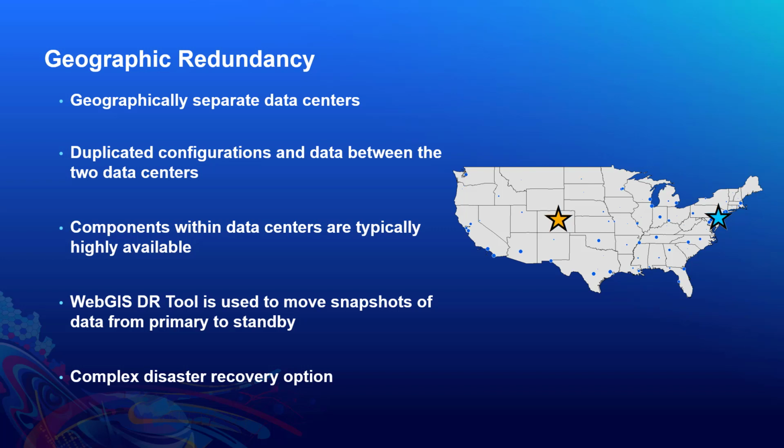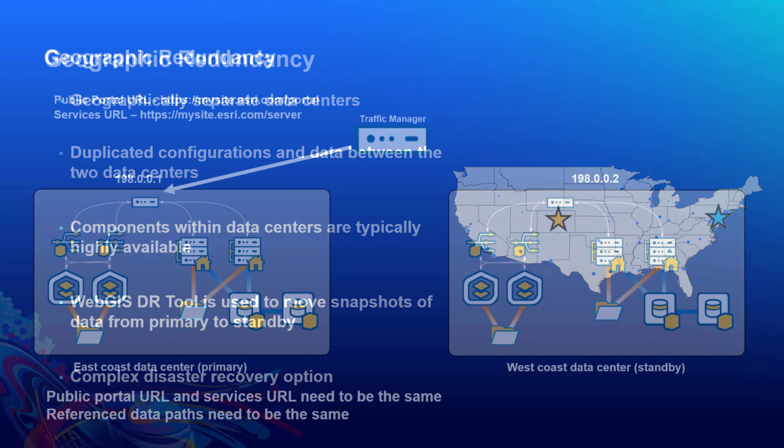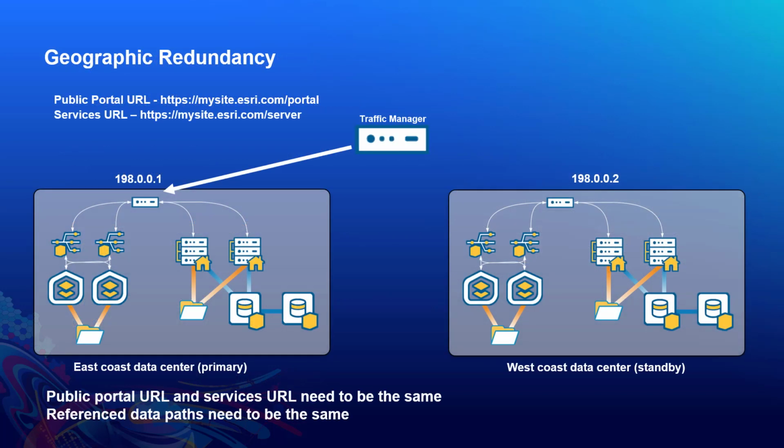Now this is the more complex disaster recovery option, given the requirements for duplication, the number of machines required, having separate data centers, and the coordination to take backups and restore them. Now I'd like to go through a theoretical situation involving geographic redundancy. First, I have my primary data center and my standby data center. My primary is on the East Coast and my standby is on the West Coast.